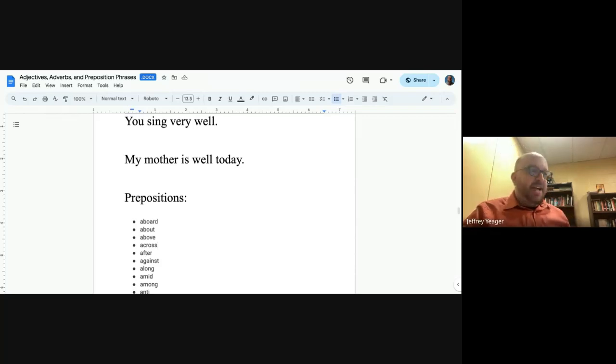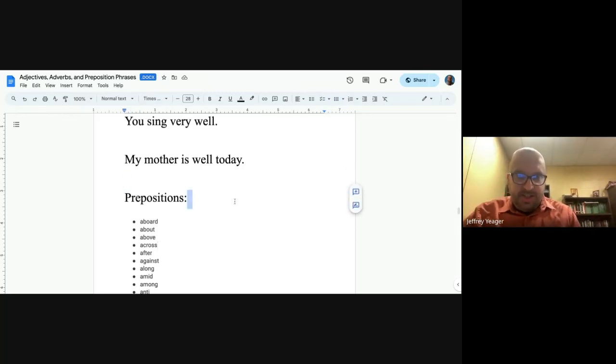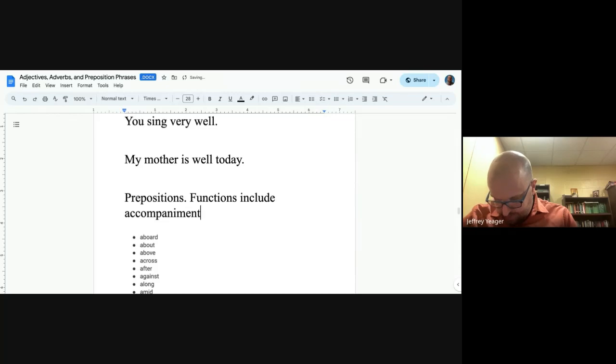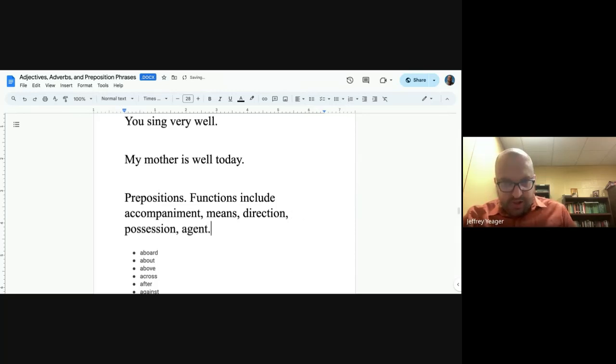The noun chapter asked you to identify what the object of the preposition is, right? So prepositions usually have several functions within a sentence. Some of these functions include accompaniment, means, direction, possession, and agent. If you look on page 120, you have some example sentences here.